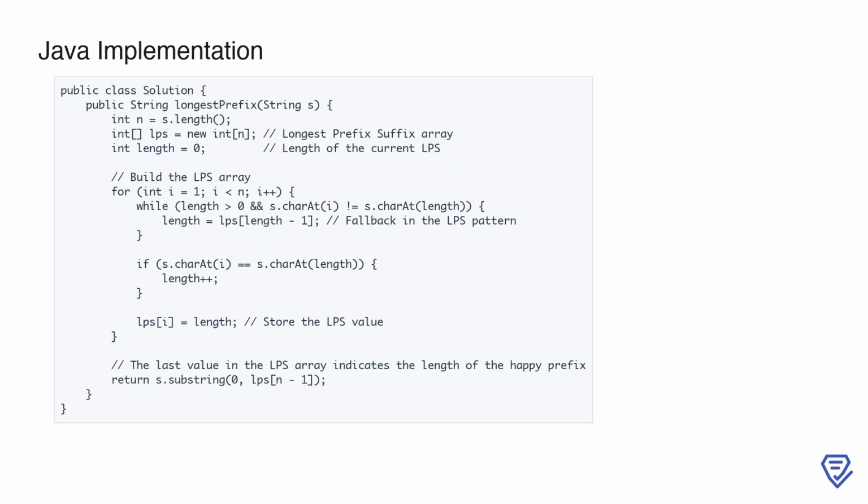This is the Java implementation of the LeetCode problem number 1392, longest happy prefix. The solution mirrors the logic of the Python implementation by using the KMP, Knuth-Morris-Pratt, algorithm to compute the longest prefix-suffix, LPS, array. Key differences include type declarations for variables, Java's substring method for slicing strings, and the use of Java's zero-based indexing. The LPS array is used to determine the length of the prefix that is also a suffix, and the result is returned as the substring of the input string.